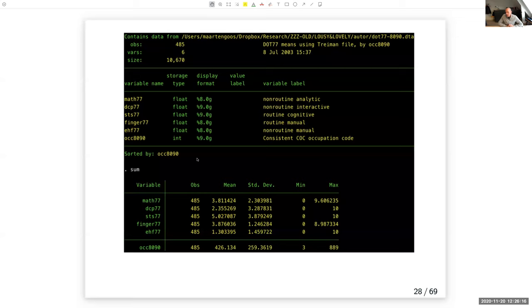So here are the data. You have the five task measures, and if you look at some summary statistics across the 485 COC occupations, you see, for example, that each of the measures has a support between 0 and 10. That's what these task measures are. You also see that the means can vary a lot. It's hard to think about what it means to have a support of 0 to 10, and what it means to have an average of almost 4 for math versus only 1.3 for eye-hand-foot.